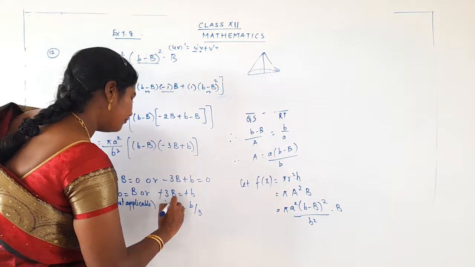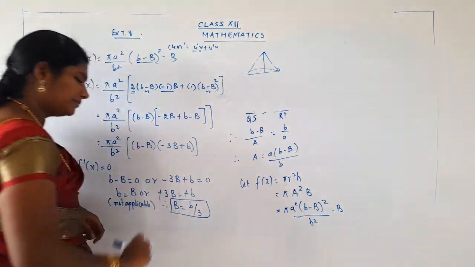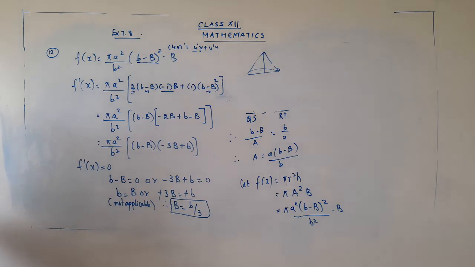So I have to take the value for b as b upon 3. So using f dash x is equal to 0, I have found the value for b as b upon 3.